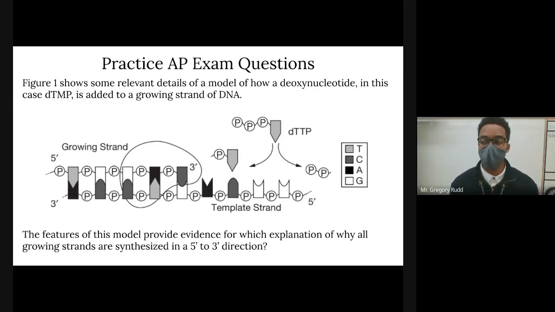Do you remember what I just said? Why can't we add things to the 5 prime carbon? Because it's attached to the phosphate group, and we can literally see that in these images.